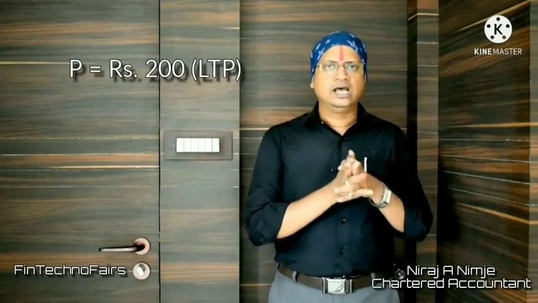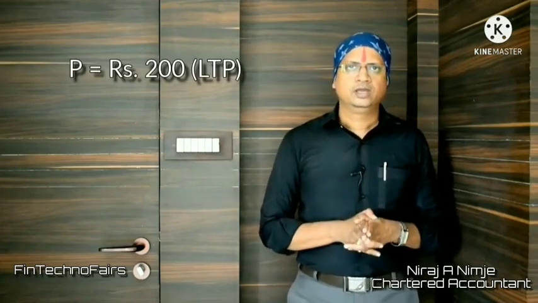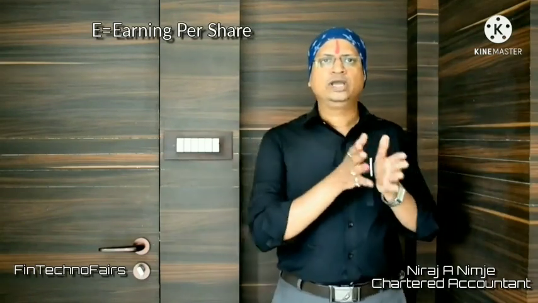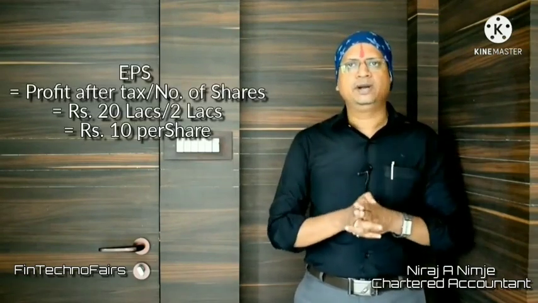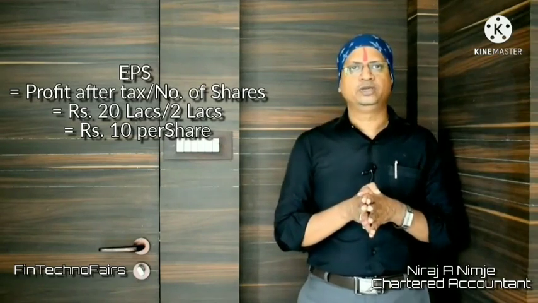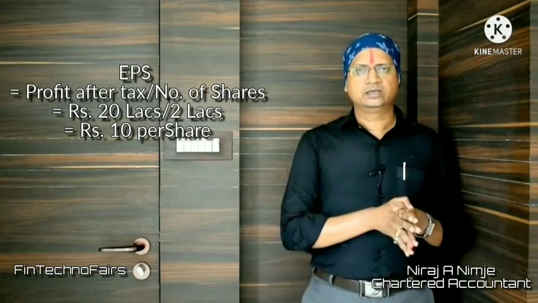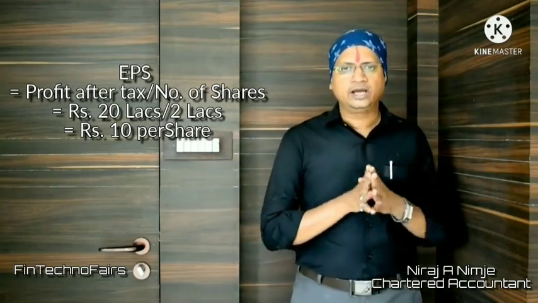The P part is very easy. It's the last traded price, that is rupees 200. This will be our P. Now the E part, that is earning per share, is something we have to calculate. It's a very simple ratio: annual profit after tax divided by the total number of shares. So the earning per share would be rupees 20 lakhs divided by 2 lakh shares. We get an earning per share of rupees 10.